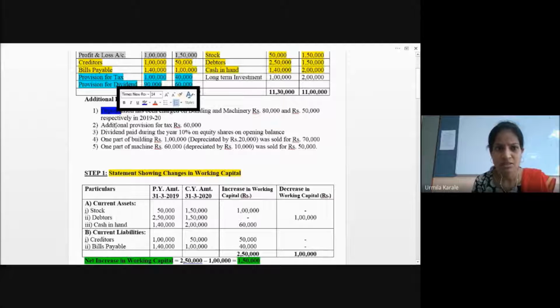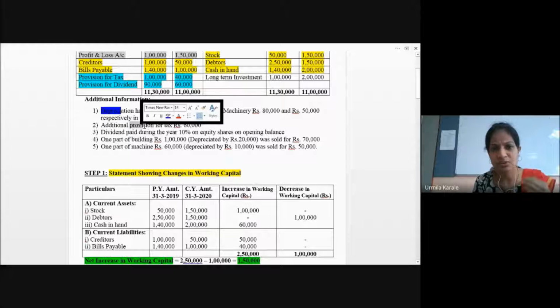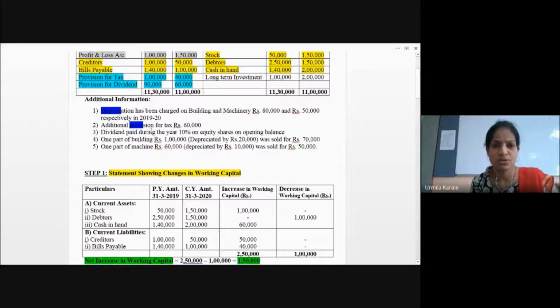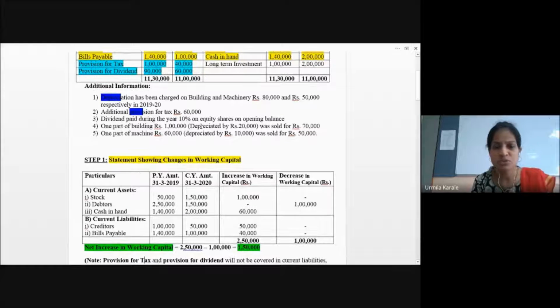Okay, this is done. Now next, additional provision for tax. You can record it right now only. When you create a provision from the profit and loss account, you can easily understand this 60,000 you will be charging to the profit and loss account debit side for creating the provision, and the provision account balance will increase by 60,000. So provision for tax account we are going to credit 60,000.